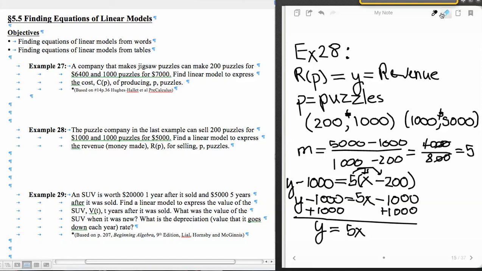And then I'm going to change color and I'm going to write it up at the top with my function notation. The revenue as a result of the number of puzzles made is equal to 5 times the number of puzzles. So remember the x, or the independent variable, is P, and so I just changed that, and my y is actually the R of P, and so I changed that. So that's where I got my equation there.